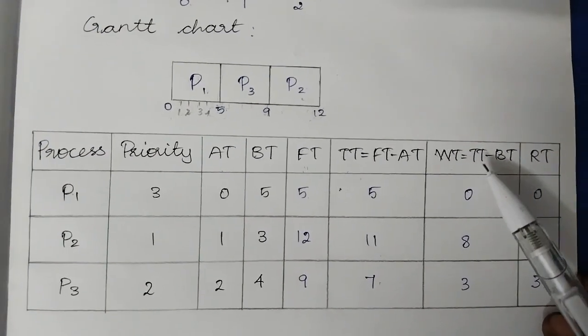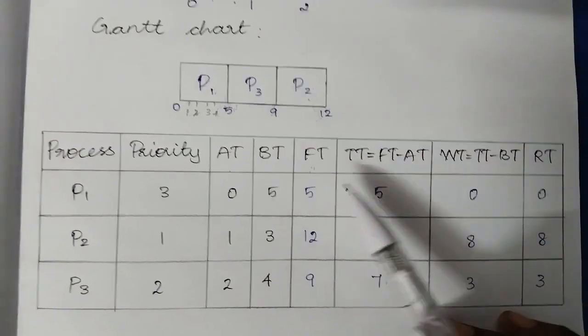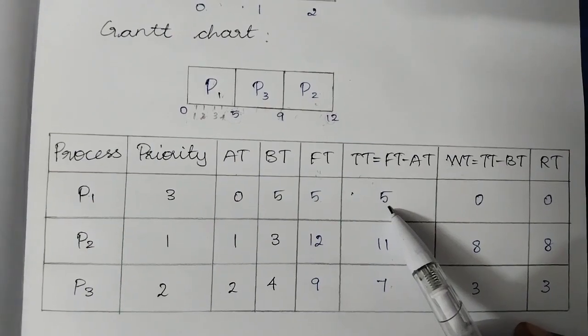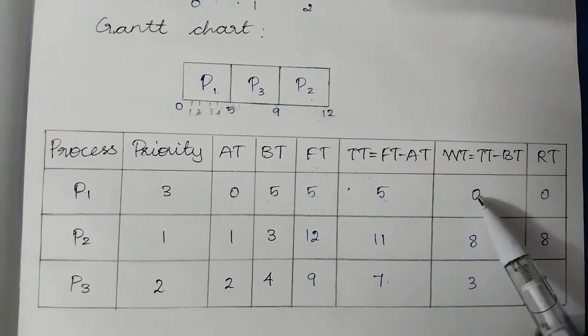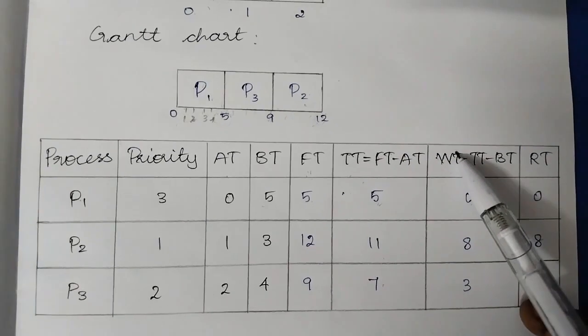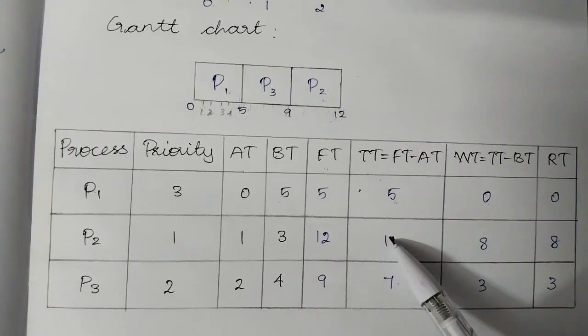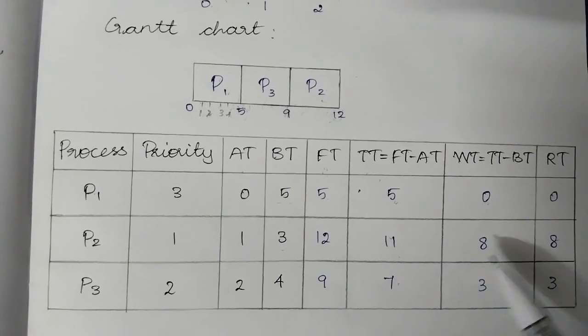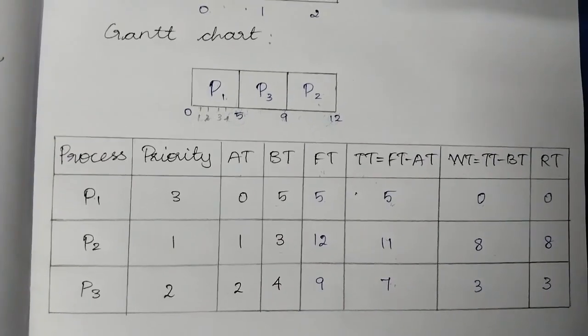Now for waiting time, the formula is turnaround time minus burst time. Turnaround time we have just calculated and burst time is given. So 5 minus 5 is 0 for P1, which is the waiting time. The waiting time for P2 is 11 minus 3, which is 8. And for P3, 7 minus 4, which is 3.